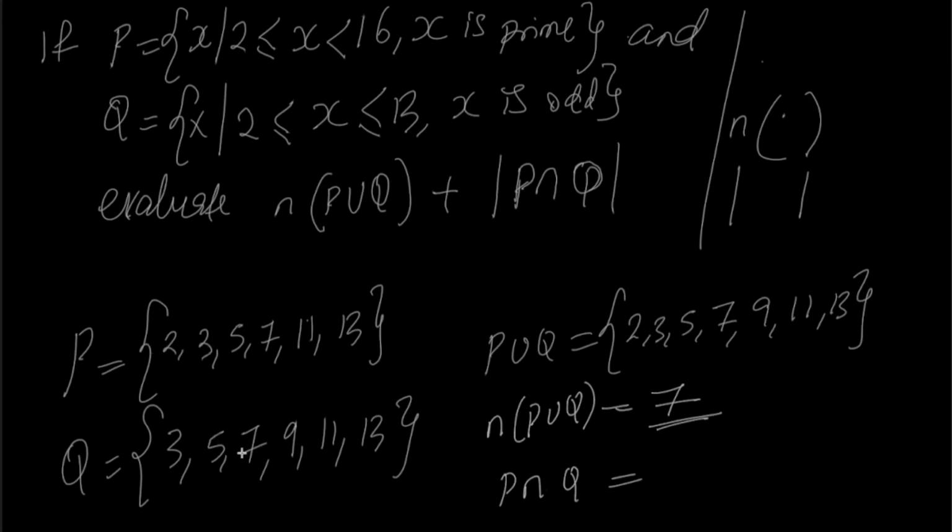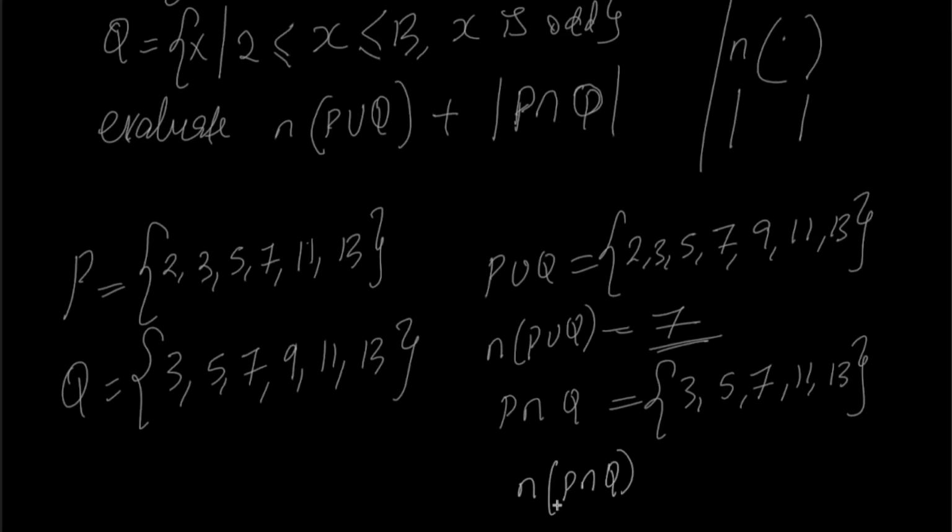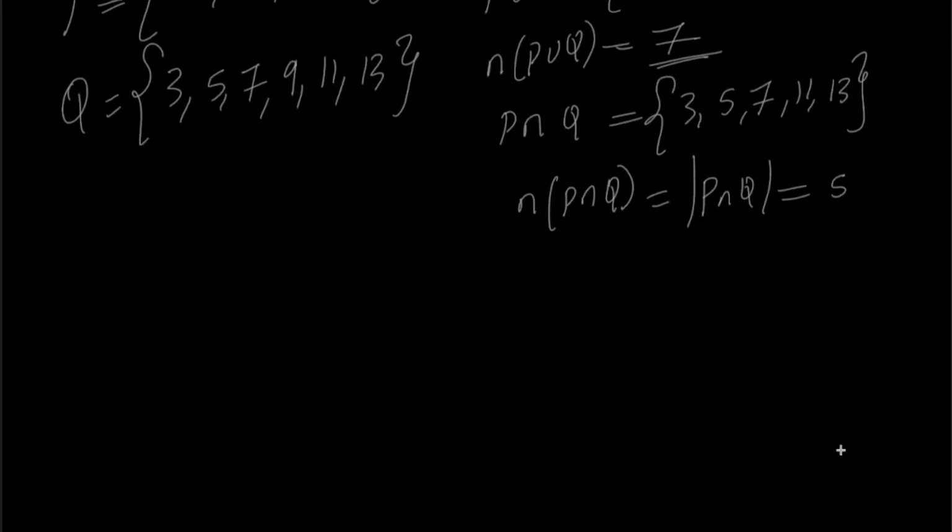Okay? Now let's also get this P intersect Q. What is here and also here? 3 is here, 3 is here, 5 is here, 5 is here, 7, 9 cannot go, 11 can go, 13 can also go. The cardinality can also be represented as equal to 1, 2, 3, 4, 5. Therefore, to get the two together, you see 7 plus 5, which is equal to 12.